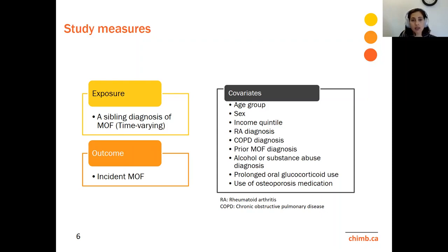The covariates included known fracture risk factors, for example, age group, sex, an area-based income quintile measure, rheumatoid arthritis diagnosis, COPD diagnosis, which was used as a proxy for smoking, prior MOF diagnosis, alcohol or substance abuse diagnosis, which was used as a proxy for high alcohol intake, prolonged oral glucocorticoid use, and the use of osteoporosis medications.